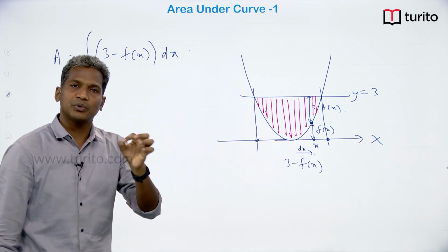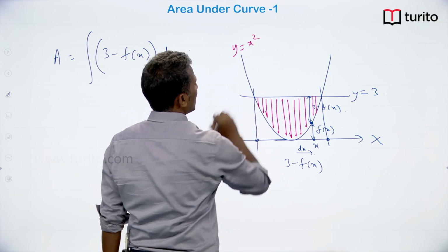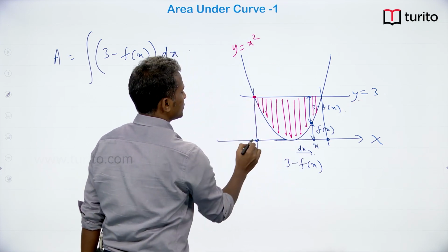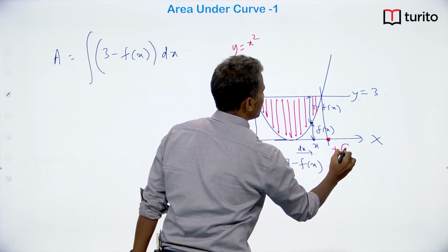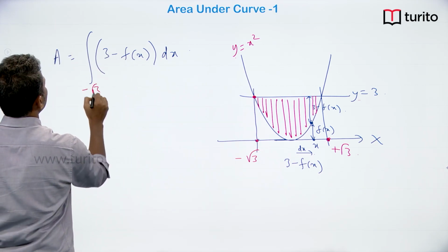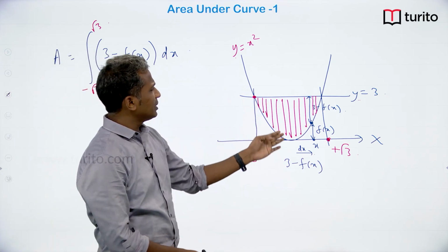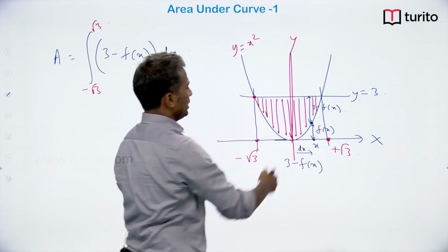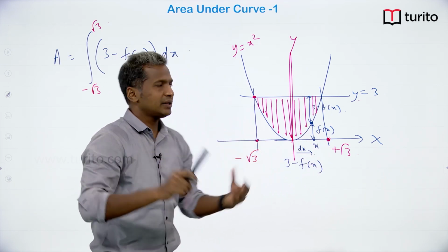Now how to get these appropriate limits? We know that this curve is y equal to x square and we want this y to be equal to 3. So basically I am solving these two. This value will be minus root 3 and this value will be plus root 3. So limits will be going from minus root 3 to plus root 3. Also we can notice that this is symmetric about y-axis. So if I just do it from 0 to root 3 and double it, then also it is fine.